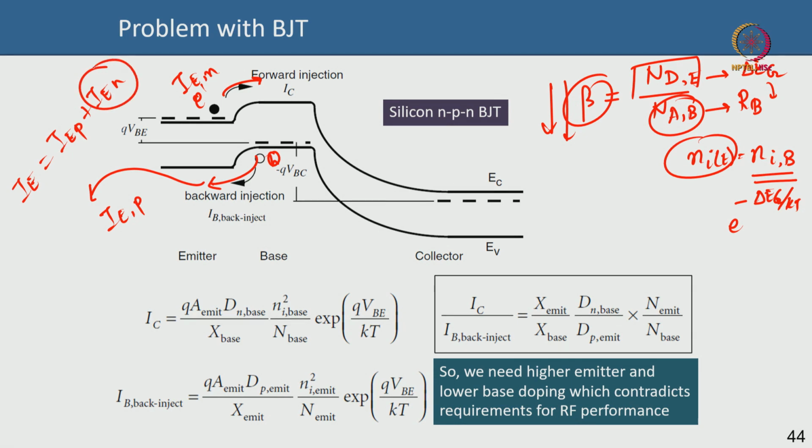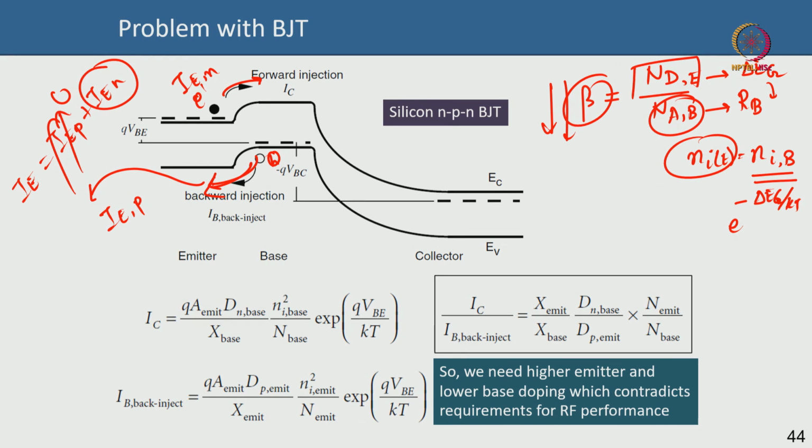You want 100% to be this and 0% to be this, but in reality the ratio of this and this depends on the doping, and that is why it is a sad state of affairs that in silicon BJT you cannot get a high beta because your emitter band gap narrowing will kill the beta, and your back injected current is more. Okay, that is very bad.